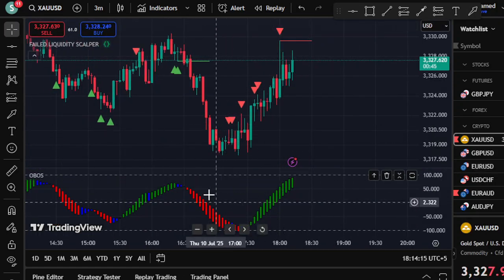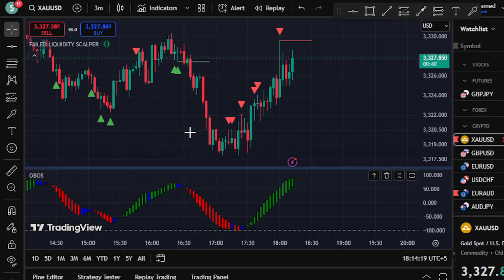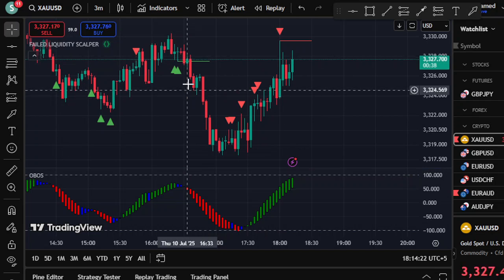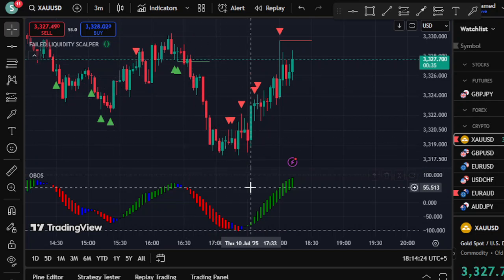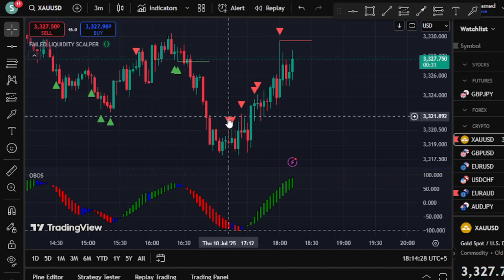Okay, now just look at this. Above was a sell signal. Above turned red here on this candle. You can see at the top on this candle it turned red, and that was your second confirmation. Look at this one. You got a losing signal from the indicator, that's the failed liquidity.